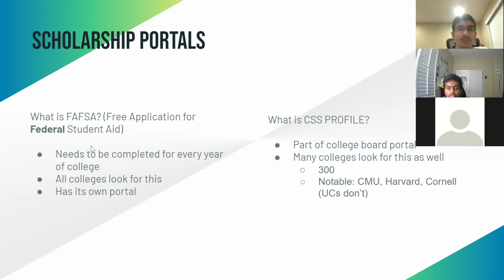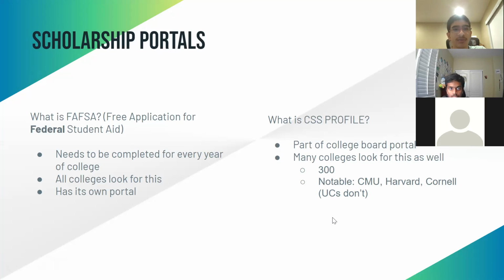Now, the second type of scholarship portal is the CSS Profile. This is owned by the College Board, and many colleges look for this as well. But almost all colleges look for the FAFSA to determine how much financial aid they should give you, so you should always consider filling out the FAFSA. The CSS Profile, not all of them look at it, but many colleges do. There are about 300 of them, and the notable ones are Carnegie Mellon, Harvard, and Cornell. I'm pretty sure a lot of the other Ivies also do it, but usually private institutions; public institutions like the UCs don't look at that.